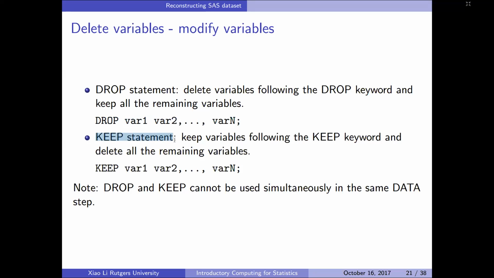The keep statement always does variable selection in an opposite way. The keep statement allows you to keep variables following the keep keyword and delete all the remaining variables. So if we write a keep statement with variable 1 to variable n, that is, you only keep these n variables in your new data set from the old one, and all the rest of the variables will be deleted.